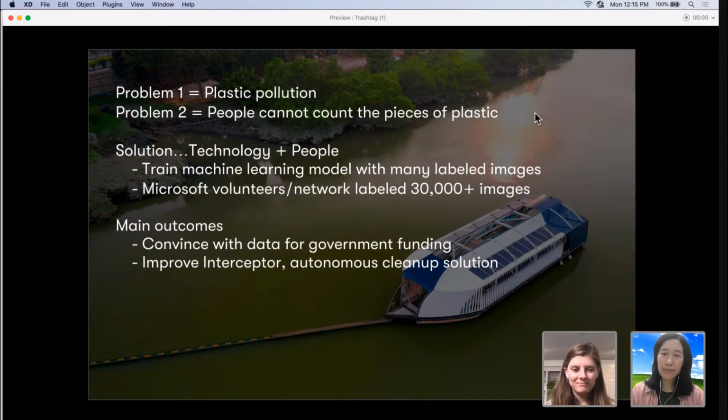But technology can. The solution is that technology and people together could count those pieces of plastic and identify the different types of waste that we're going through. And with that data, that would be something that The Ocean Cleanup could then use to go and do their work.